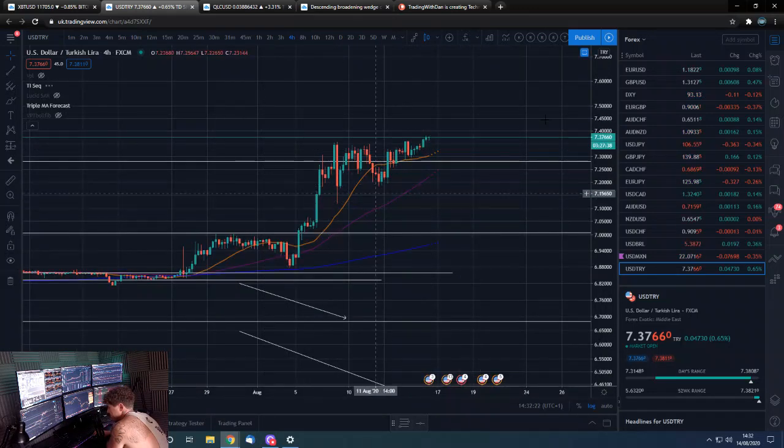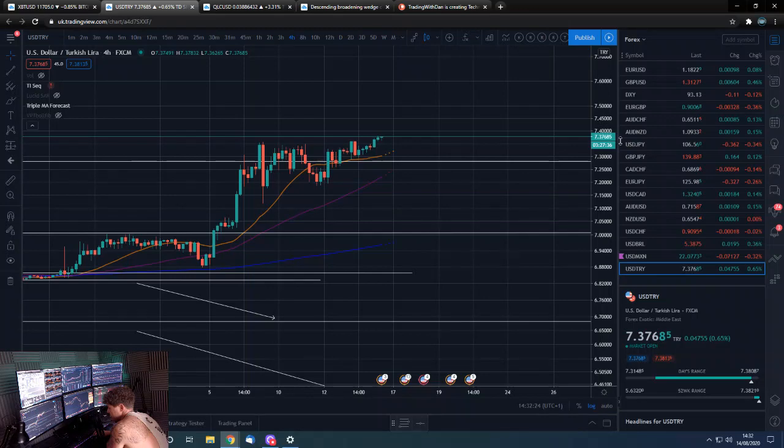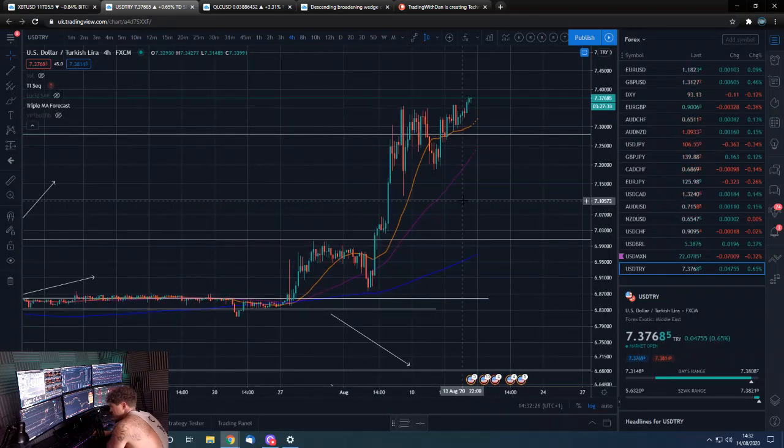It's just generally looking bullish, generally looking constructive here. To be honest, it's basically the Turkish lira getting absolutely hammered against the currency that is also getting hammered, so it puts things in a bit of perspective for you.